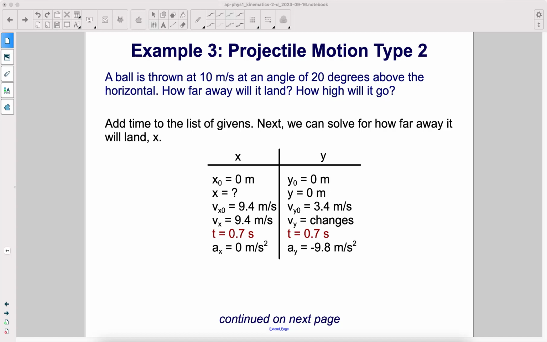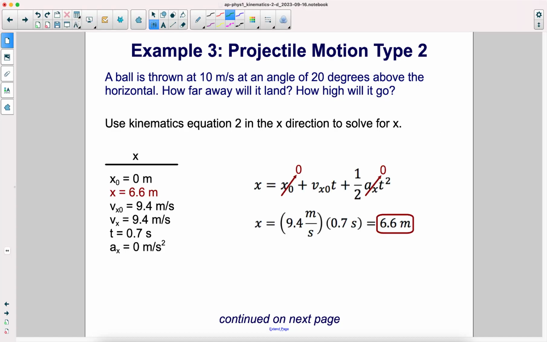Next, we can solve for how far away it will land, x. Now that we have time, we can use kinematics equation 2 in the x direction to solve for x. So our initial position is 0, there's no acceleration in the x dimension, therefore how far we go is how fast we're moving for how long. Distance equals speed times time. We're traveling at 9.4 meters per second for 0.7 seconds, which means we have traveled 6.6 meters horizontally.